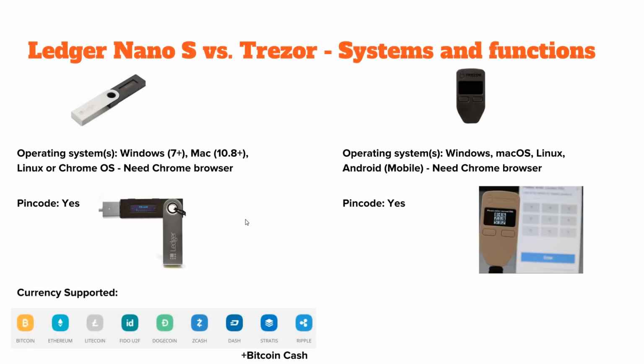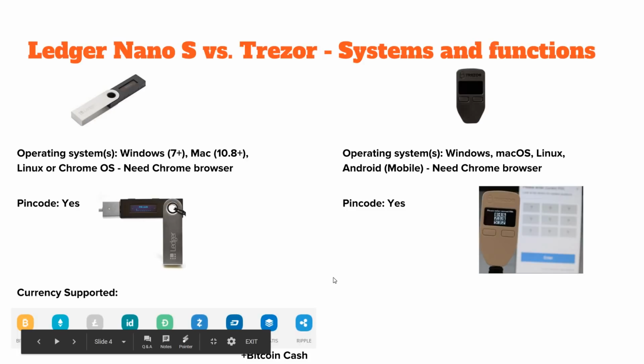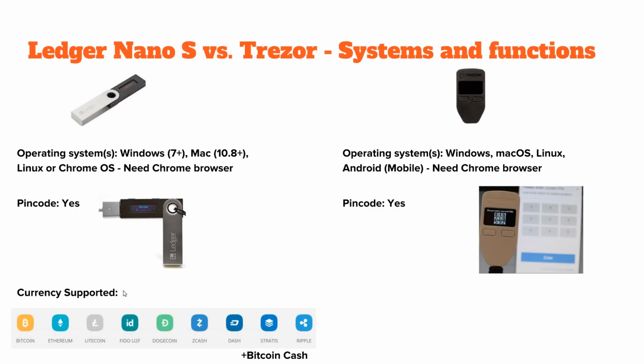And for the currency, the Nano S supports a lot of currency. It supports Bitcoin. My apology for the Google slide coming up there. So it's actually Bitcoin, Ethereum, Litecoin, Doge, Zcash, Dash, Stratis, Ripple, and of course Bitcoin Cash.